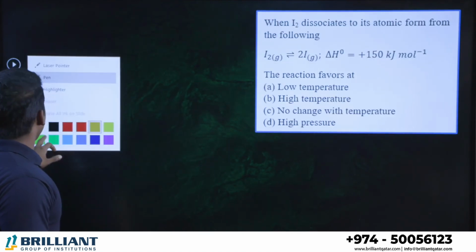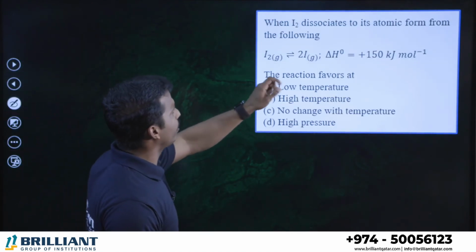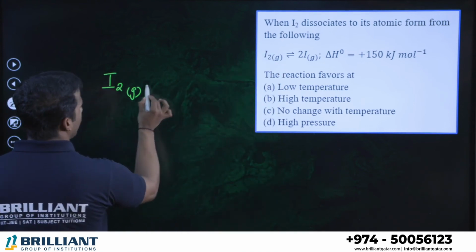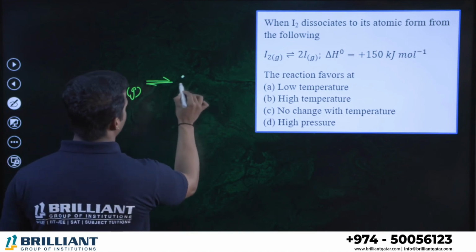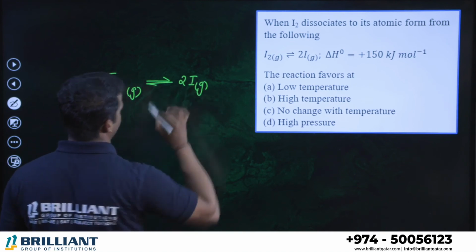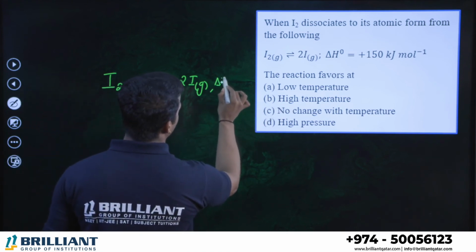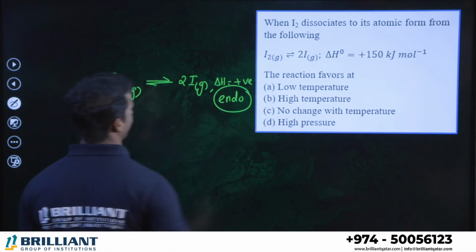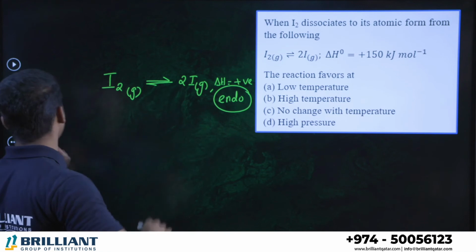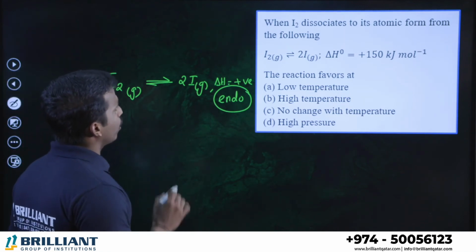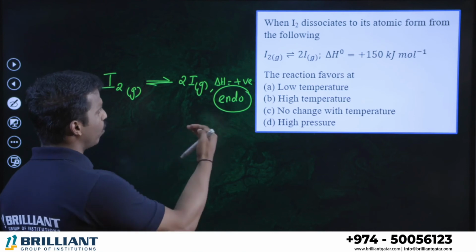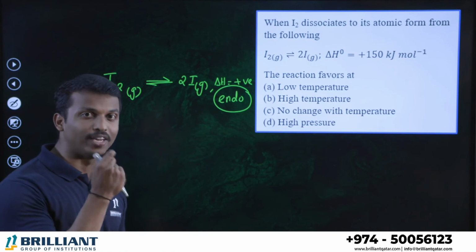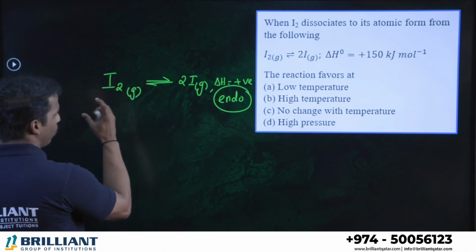Next one. When I2 dissociates to its atomic form, I2 is a molecule, right? Iodine is a molecule. When it is decomposed, you will get 2 iodine atoms, also in the gaseous state. They already said the enthalpy of the reaction is a positive value, which means it is an endothermic reaction. Delta H positive means endothermic reaction. Now, the question: the reaction is favored under what condition? They have given the decomposition of I2, one I2 molecule.